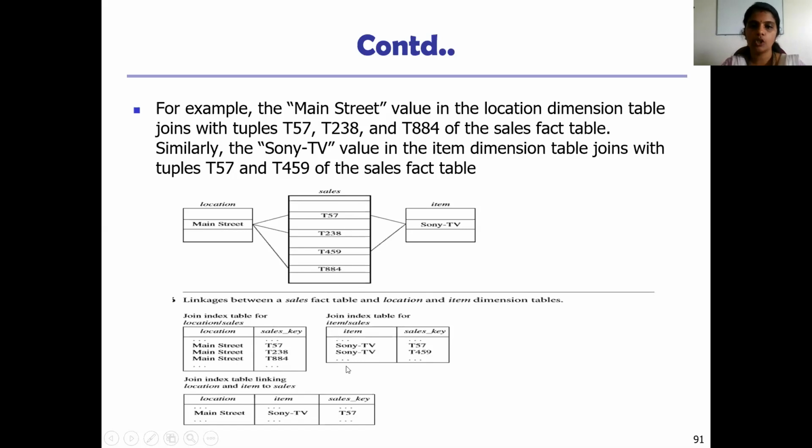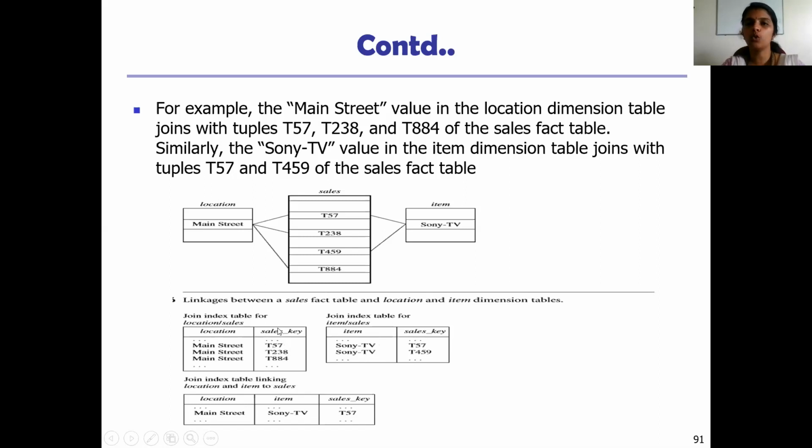Main Street, Sony TV, T57. That is the common value. When I perform a join operation, I'll get the result as Main Street, T57, Sony TV. Because the record ID T57 is associated with Main Street, and also the record ID T57 is associated with Sony TV. So when I do a join operation, I'll get the result as Main Street, Sony TV, T57. So this is how we define a join index.